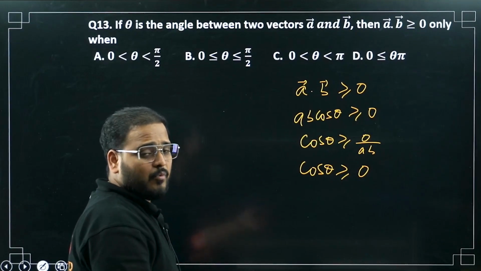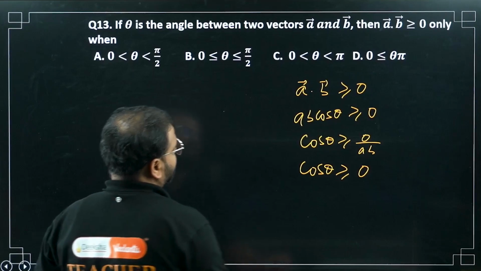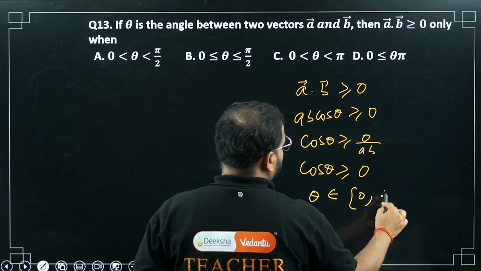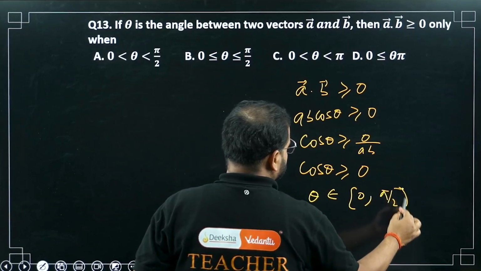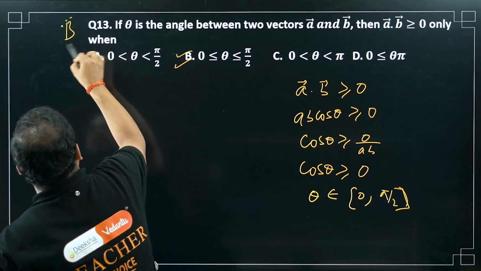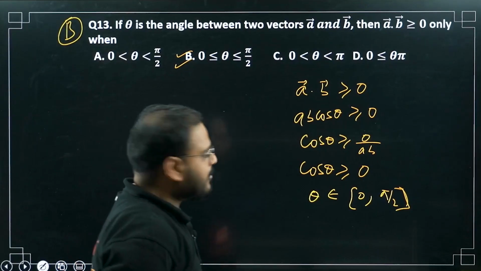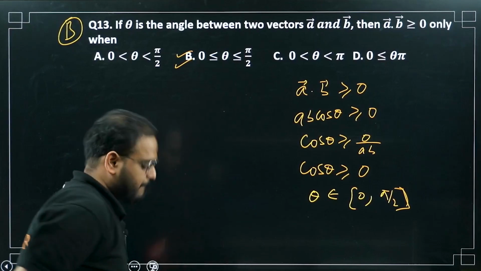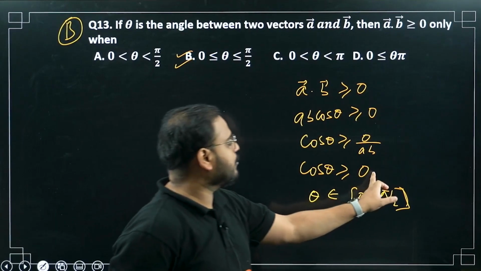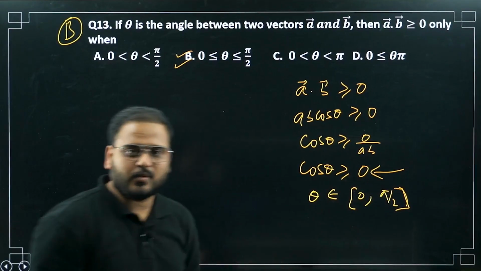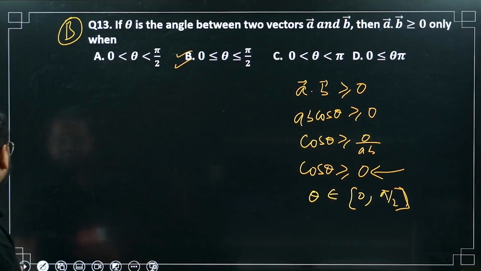Which case? First quadrant, sir. So theta lies from where to where? 0 closed to pi by 2 closed. Answer is B. First quadrant, cos is positive. 0 to pi by 2, cos is positive. Okay, great. We are looking for only positive values. Greater than 0 means positive value. Which quadrant? First quadrant. Okay, moving on to the last question of the day.